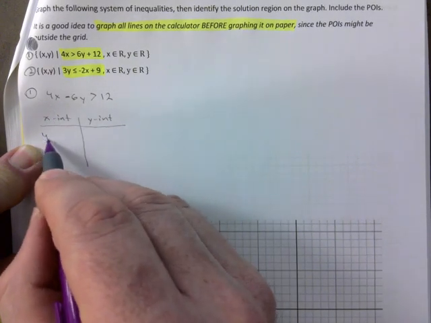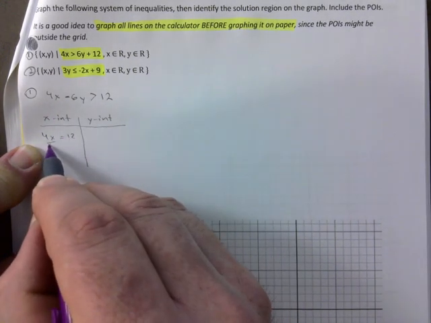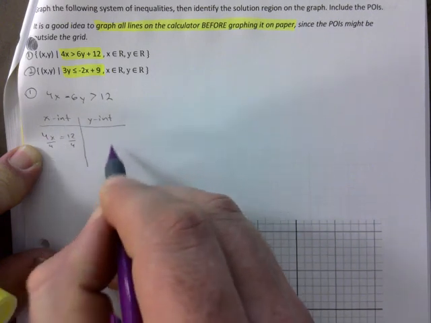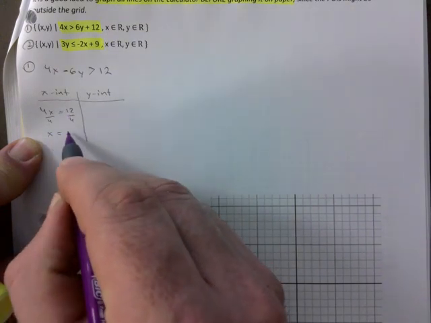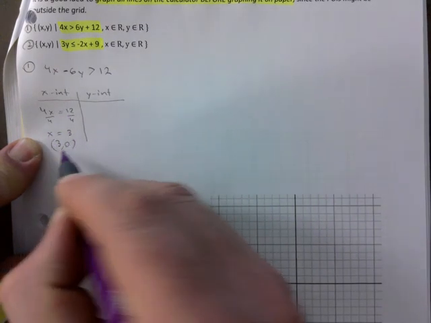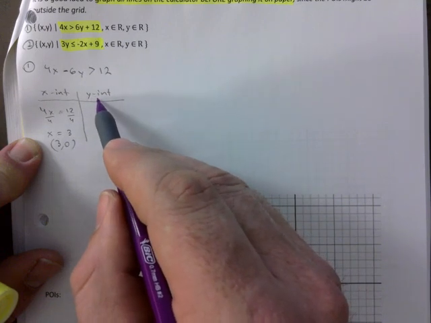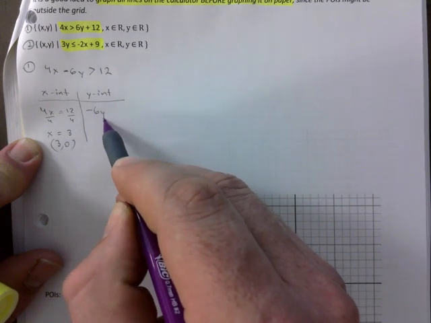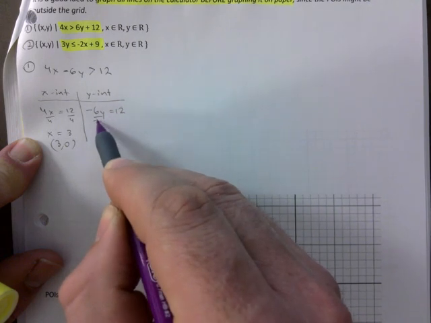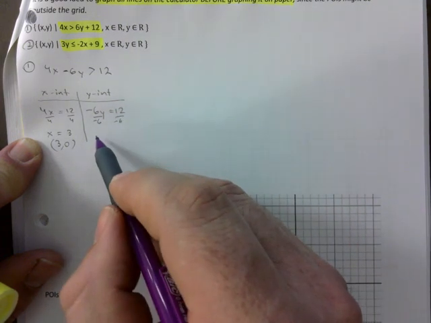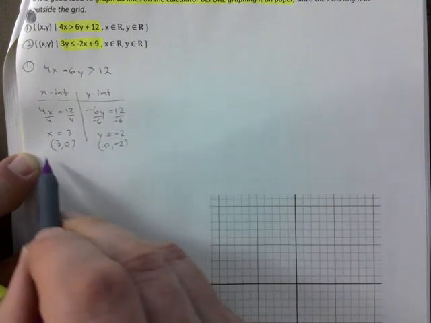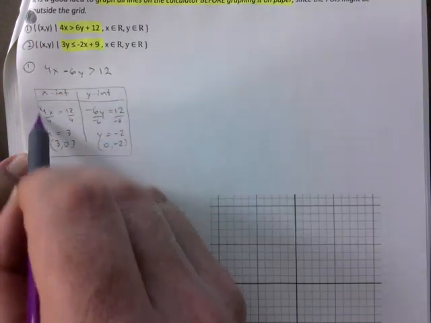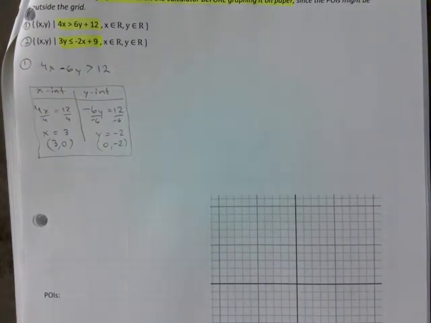So 4x is equal to 12. The equal sign only shows up in here when I find the intercept because I'm focusing on the boundary line. And so this is 3, so this is (3, 0) for the x-intercept. For the y-intercept, it's negative 6y is equal to 12. Divide both by negative 6. Y is equal to negative 2, so (0, -2). This is just so we can graph our boundary line.